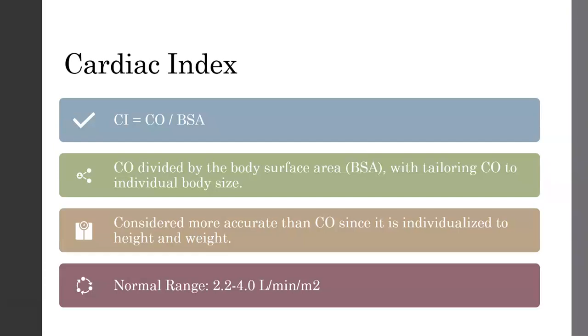Okay, so cardiac index is cardiac output divided by our body surface area. This is considered to be a little bit more accurate than cardiac output because it's individualized to someone based off of their height and weight, or their BSA. The normal range is 2.2 to 4.0 liters per minute per meter squared.